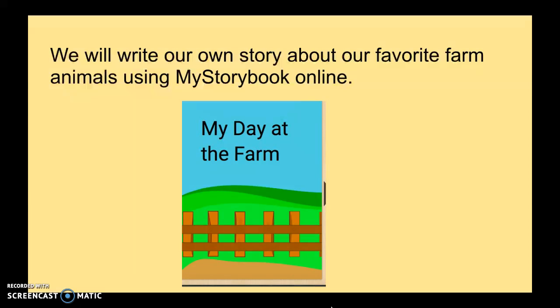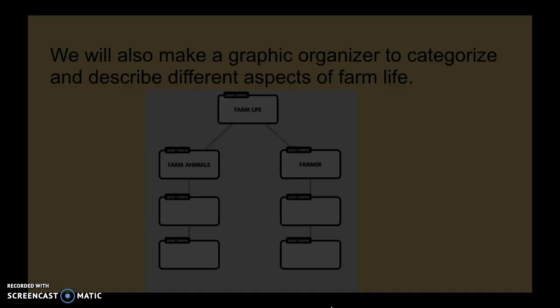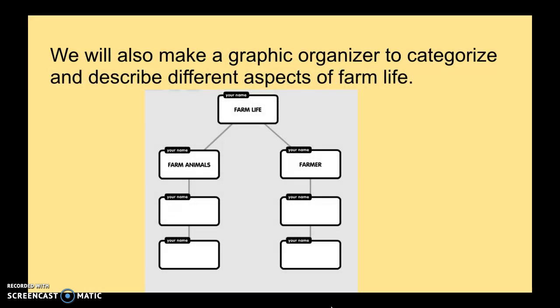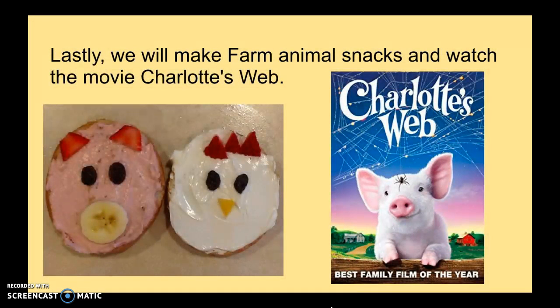We will write our own story about our favorite farm animals using My Storybook online. We will also make a graphic organizer like this one to categorize and describe different aspects of farm life. Lastly, we will make farm animal snacks and watch the movie Charlotte's Web.